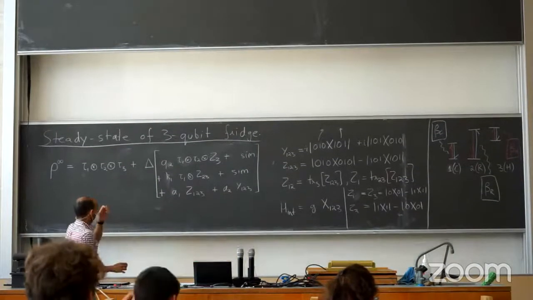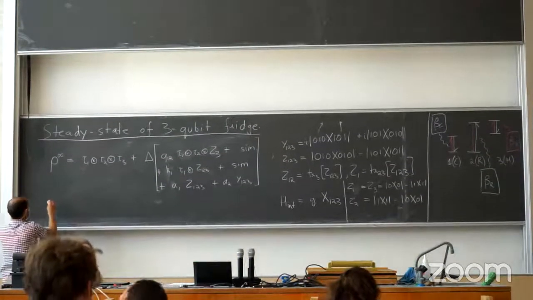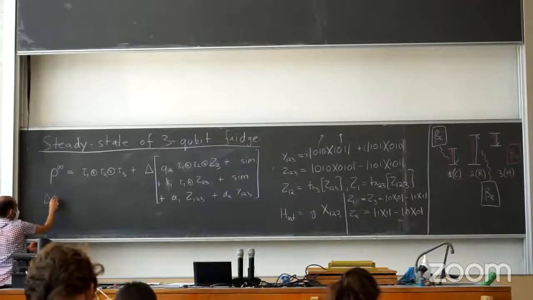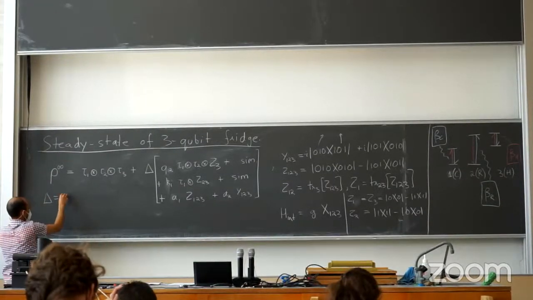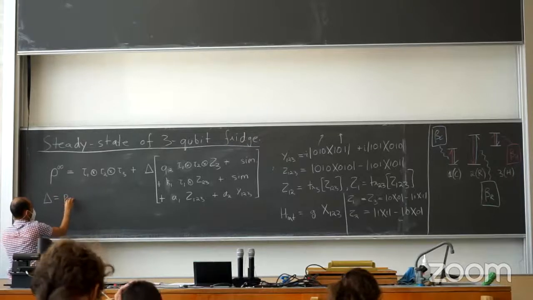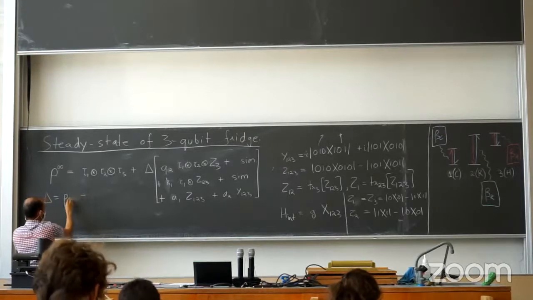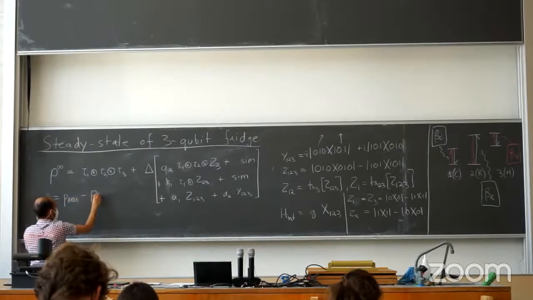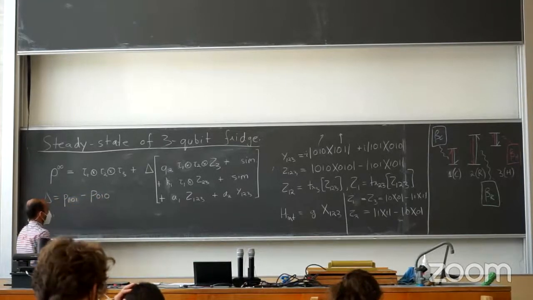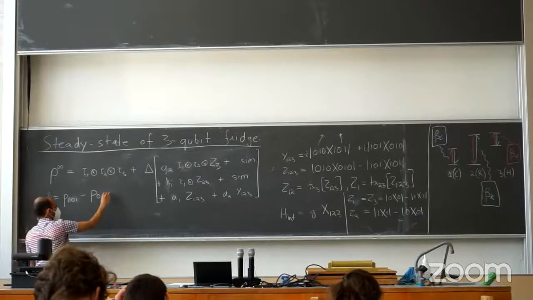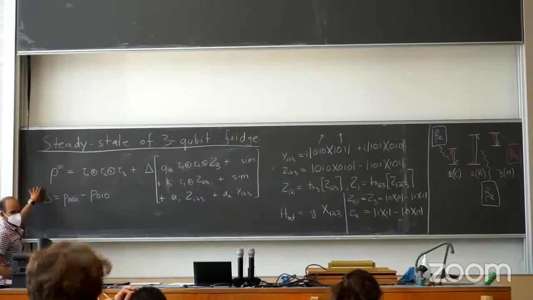Okay, the last thing to say there is that this bias delta was given by, in the initial state, the value of P101 minus P010. I'm not entirely sure whether I wrote this yesterday with a negative sign or not, but this is the value of delta that we're going to use today.